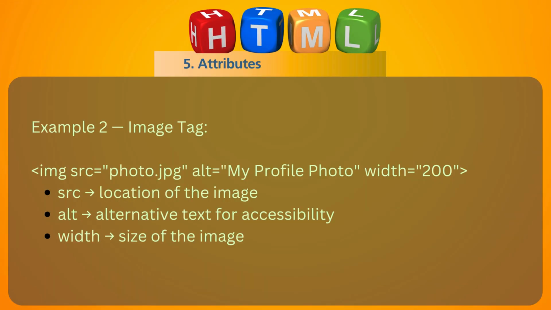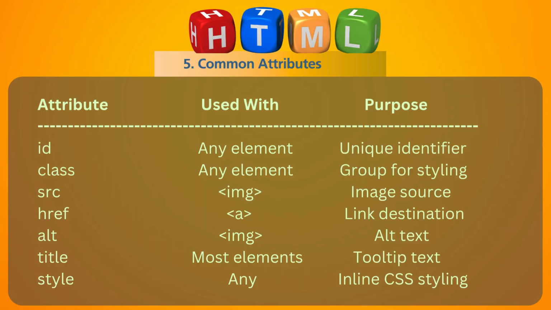That is the concept. Consider this example 2, in which the img tag is used to embed an image in an HTML page. src is the location of the image, alt is the alternative text for accessibility, and with width you can define the size of the image. These are all the common attributes used in an HTML document, in which id, class and style are used for styling the HTML document using CSS. You can see here src is used for the image source, href is used for links, and alt is used for alt text.